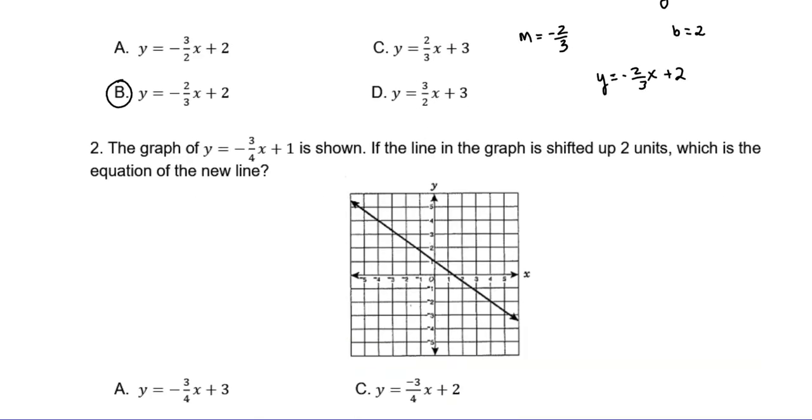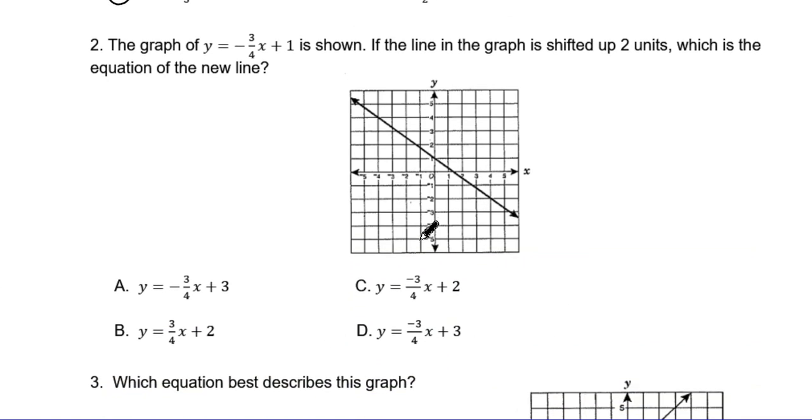All right, next one. It says the graph of the line is shown. If the line in the graph is shifted up 2 units, what is the equation? So if the line is just shifted up 2 units, that means all the points are shifted up 2. What that means is the slope will be the same as this slope right here, which is -3 over 4.